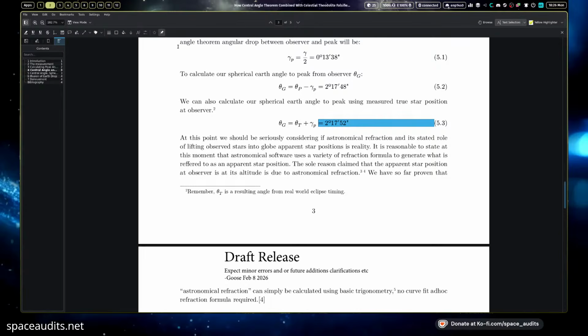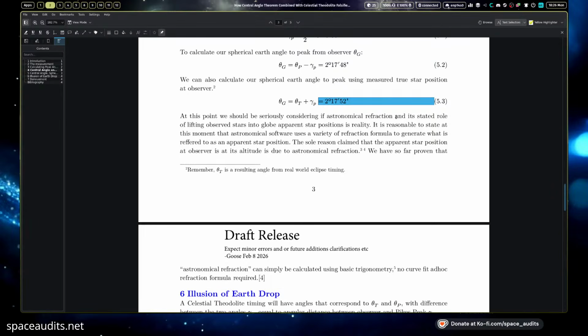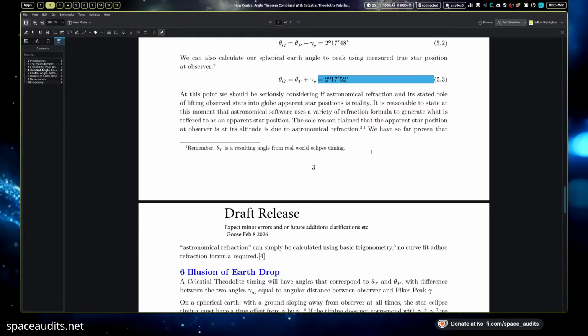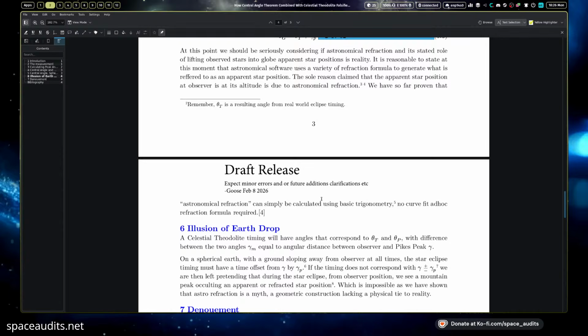And let's see. At this point, we should seriously be considering if astronomical refraction and its stated role of lifting the stars into the apparent globe star position is reality. It is reasonable to state that at this moment, astronomical software uses a variety of refraction formulas to generate what's referred to as the apparent position. The sole reason claimed is that the apparent position of the star at the observer is the altitude due to astronomical refraction. We have proven that the astronomical refraction can simply be calculated by using basic trigonometry. No curve fit ad hoc refraction formula required.